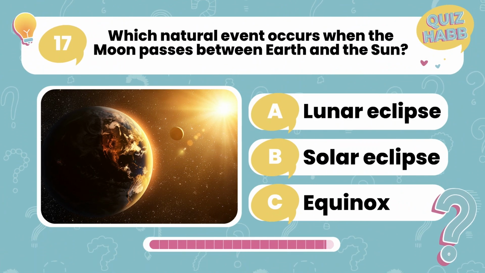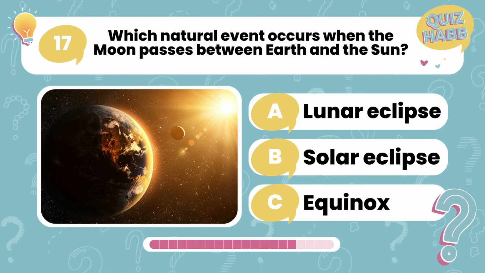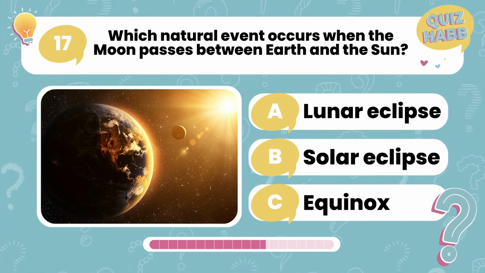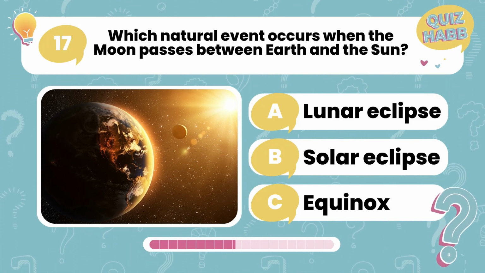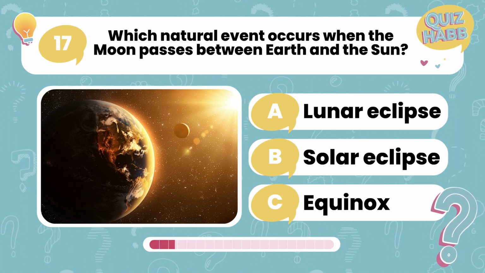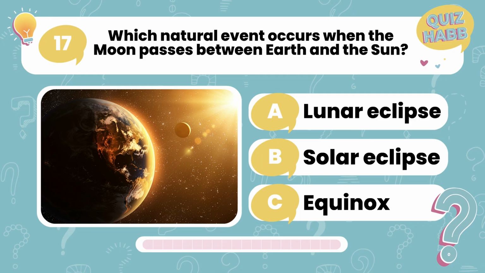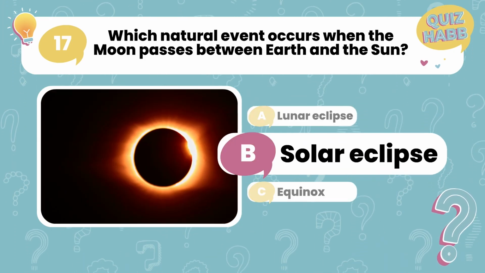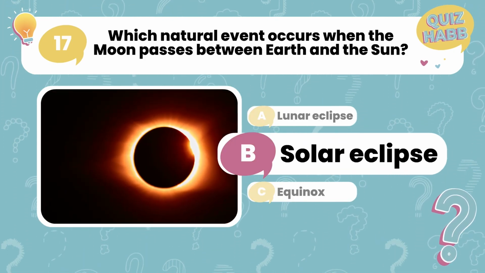Which natural event occurs when the moon passes between the earth and the sun? A. Lunar eclipse. B. Solar eclipse. C. Equinox. Correct answer, solar eclipse. The moon blocks sunlight from reaching earth.